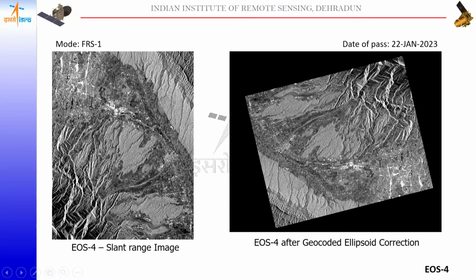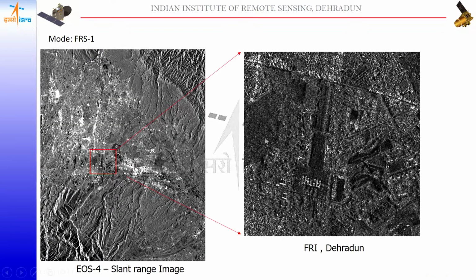So this layover and shadow effect you can see here also, and the features are not actually looking like mountains. It is actually the mountains, the Dehradun area, but in the SAR image, due to the geometrical distortion, this is not corrected in the ellipsoid correction. So I will tell you next what the terrain correction is.